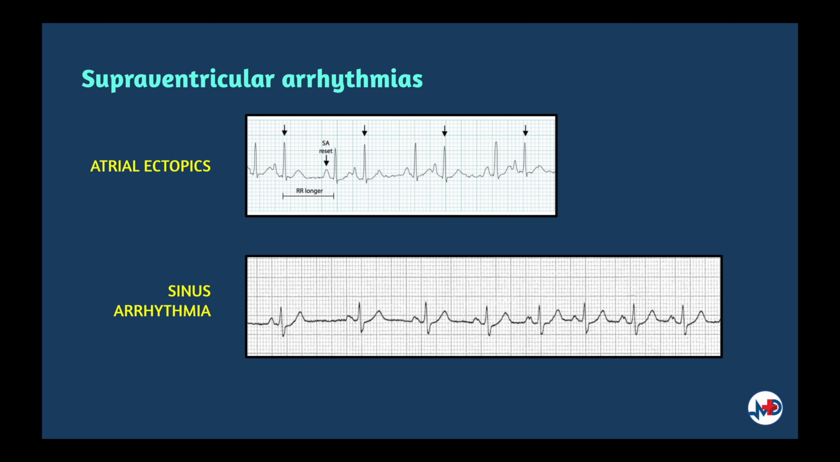Let's now begin with the arrhythmias. So here we have supraventricular arrhythmias, and I'd like to emphasize the two common types of supraventricular arrhythmias, which are atrial ectopics as well as sinus arrhythmias.